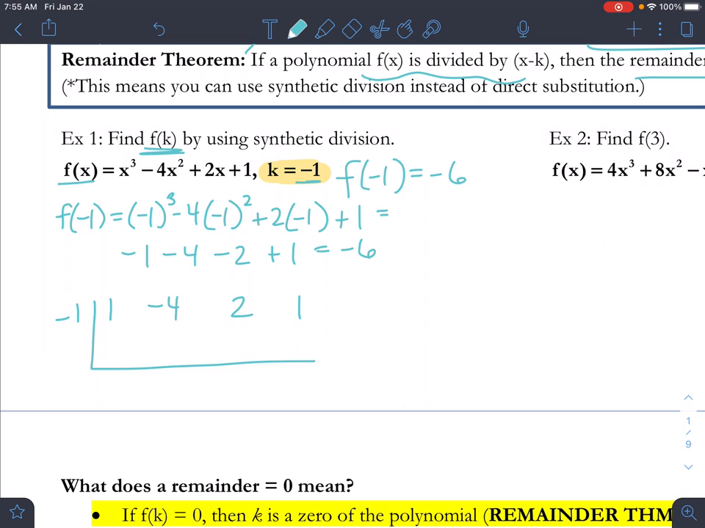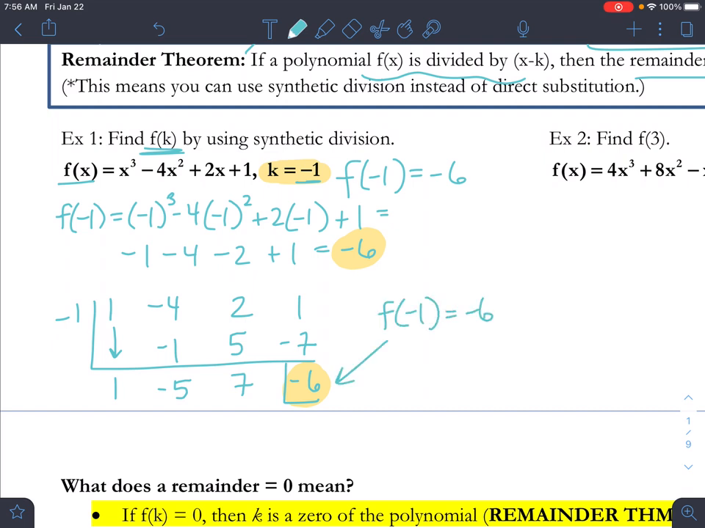We're going to do some synthetic. Bring down the first number. Negative 1 times 1 is negative 1. Add negative 4 plus negative 1 is negative 5. Negative 1 times negative 5 is 5. Then we get 2 plus 5 is 7. Negative 1 times 7 is negative 7. And your remainder is negative 6. Hey, look at that. So you'll notice it's the same exact thing here. So we get f of negative 1 is negative 6.